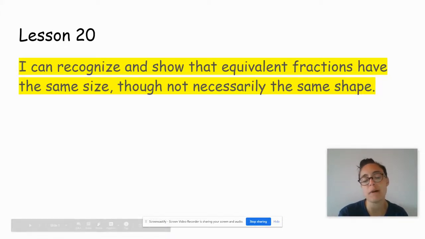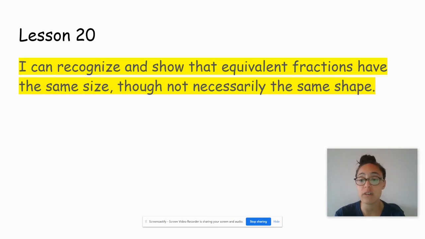Today we're going to talk about Module 5, Lesson 20 and 21. So we're first going to start with Lesson 20, and we are going to recognize and show that equivalent fractions have the same size, though not necessarily the same shape. So again, make sure you are listening to this whole video for our secret code word, and then you will tell your teacher at the very end. So let's get started with our equivalent fractions.